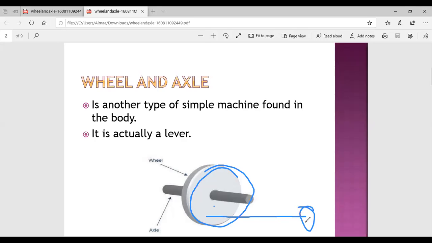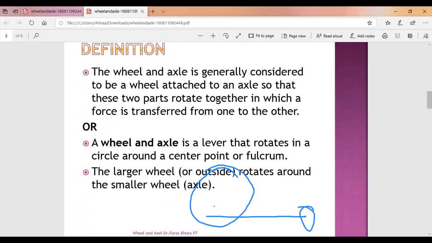Remember our first lesson about the wheel. Now we are going to talk about what we mean by wheel. A wheel and axle is generally considered to be a wheel attached to an axle. It means the wheel and the axle itself are connected. There is a connection between them.